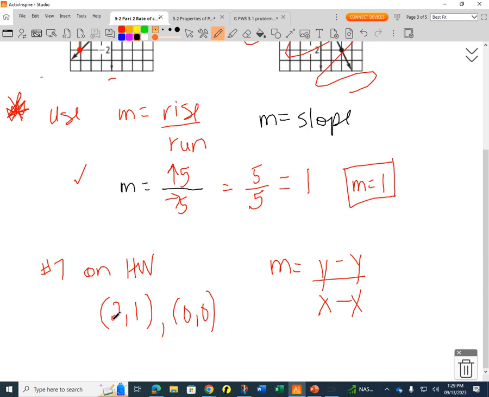So is 2 an x coordinate or a y coordinate? An x coordinate. Is 1 a y coordinate or an x coordinate? No, 1's a y coordinate, right? In all ordered pairs, the first coordinate is x, the second is y. So this is an x and this is a y. We're going to plug into this formula now. Y minus y, so I'm going to give myself a new blank fraction here with this formula. So y minus y, 1 minus 0, over 2 minus 0.